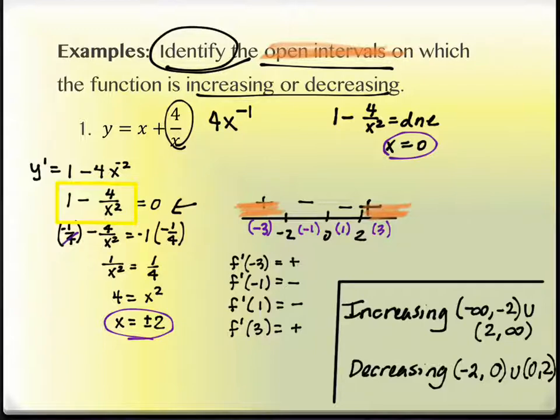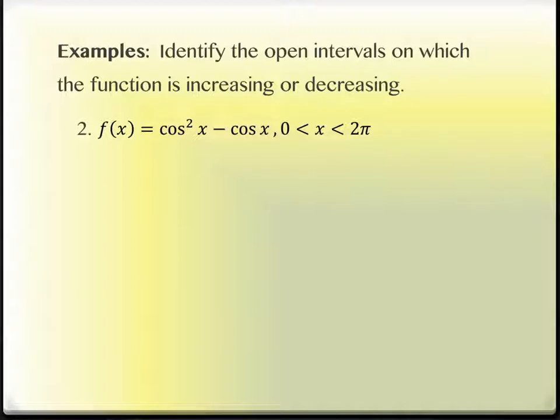So our goal, again, to remind you, is to set things equal to 0, doesn't exist, just like we were doing before, but then to use test points between those values to decide if I get positive or negative values for the derivative. All right, let's try it again, this time with some trig.